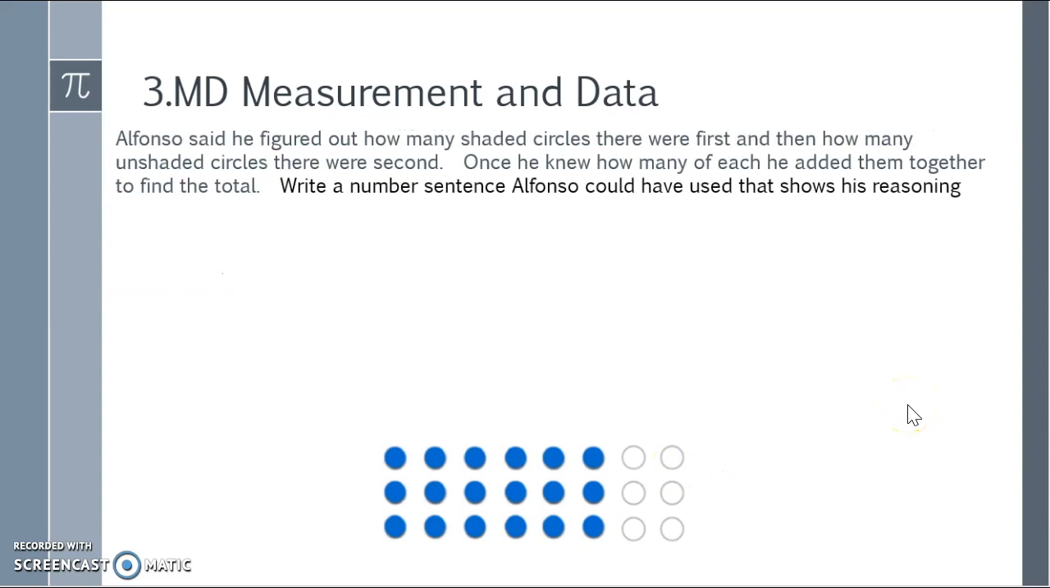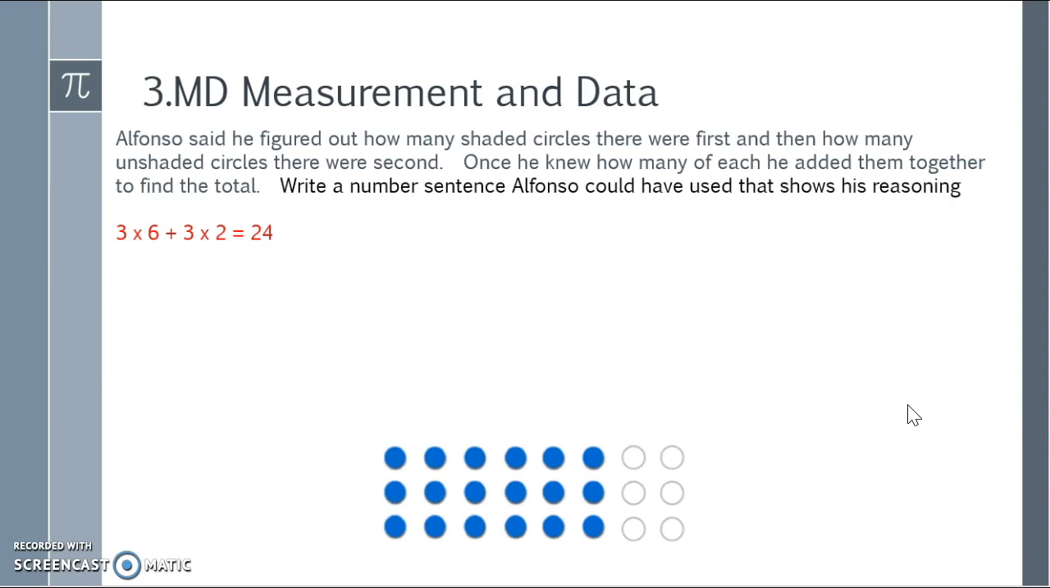Alfonso said he figured out how many shaded circles there were first, and then how many unshaded circles there were second. Once he knew how many of each, he added them together to find the total. Write a number sentence Alfonso could have used that shows his reasoning.